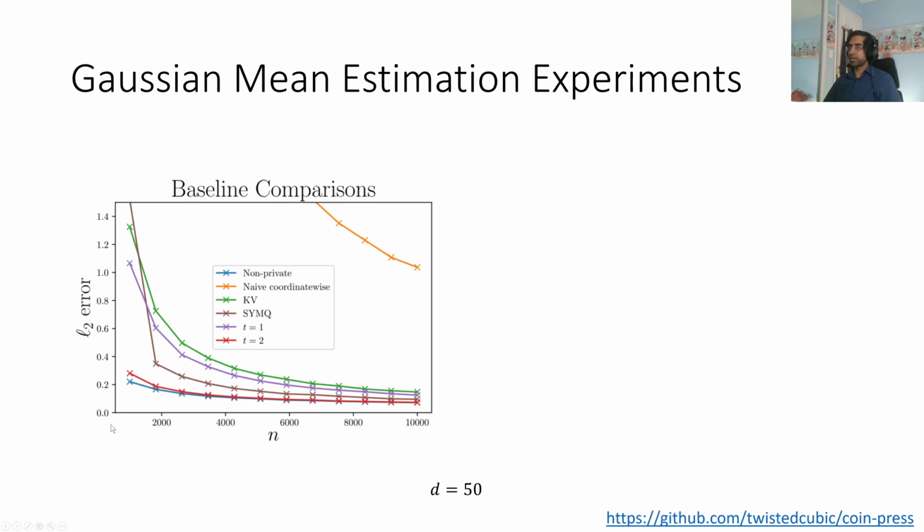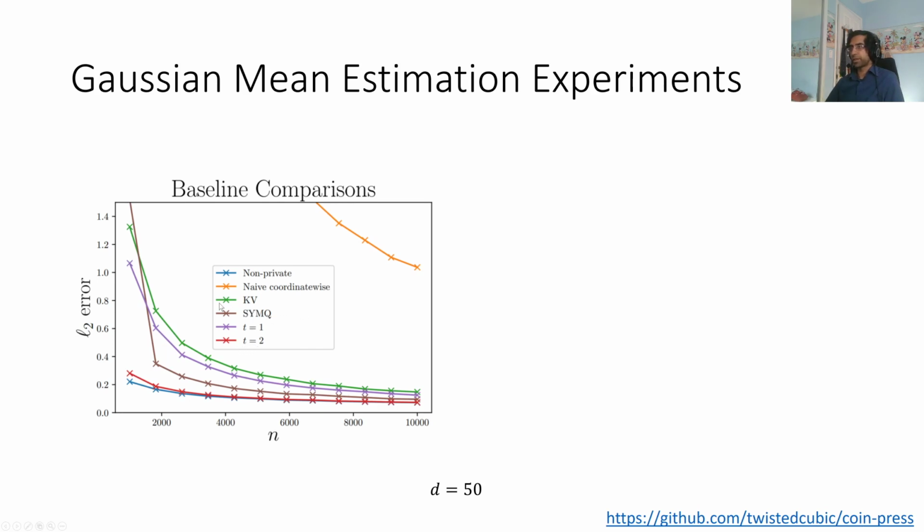I'm going to plot comparisons where on the x-axis we have the value of n, so that's the number of samples. On the y-axis we have the L2 error of a method. We can see there's a number of different methods we compare here. Some of them that we compare, first of all, the blue line is the non-private one. You can see here, we're not going to be able to do better than that. And the red one is our method.